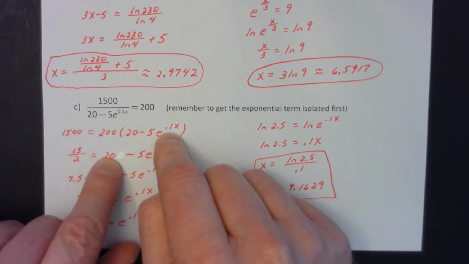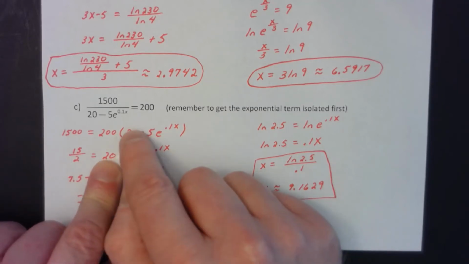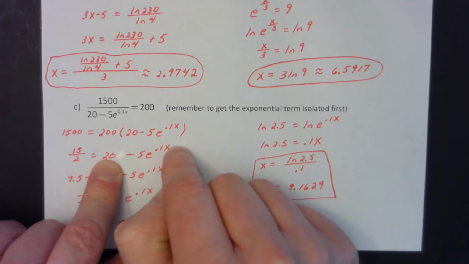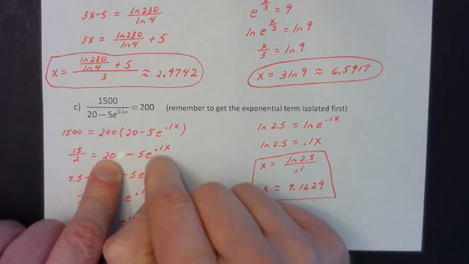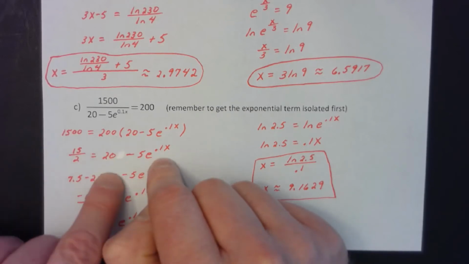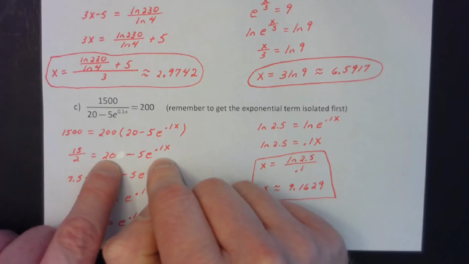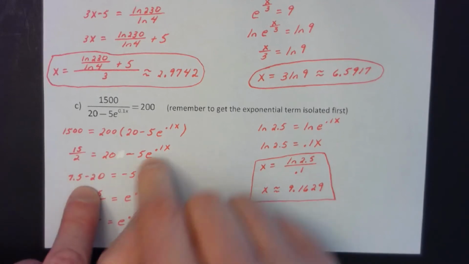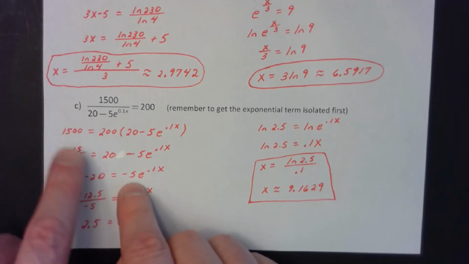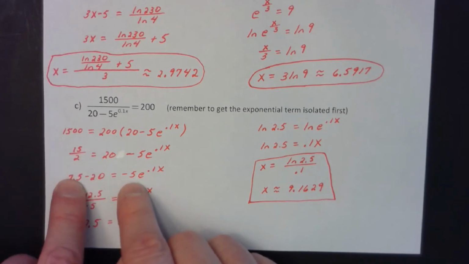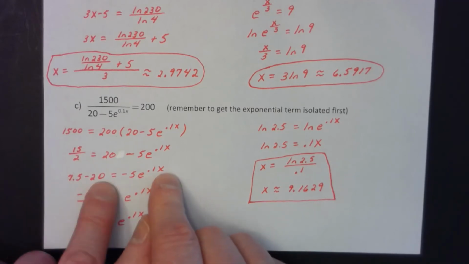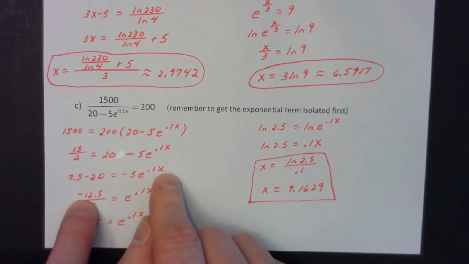Now, on the right-hand side, I almost accidentally put 200 there, but I just have 20 minus 5e to the 0.1x left over. Then you can say, well, how do I get the exponential function by itself? I need to get rid of that 20. How do I do that? I subtract 20 on both sides. That's what I did right here. 7.5 minus 20, and the 7.5 was the 15 over 2, minus 20 should equal a negative 5e to the 0.1x. 7.5 minus 20 is just a negative 12.5.